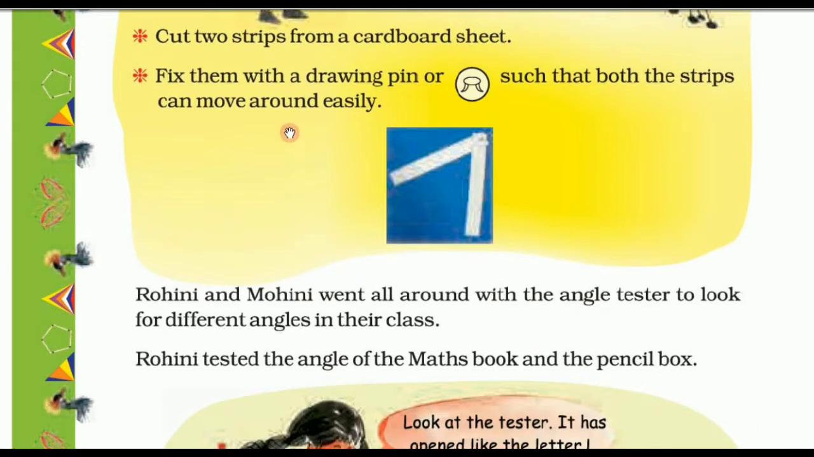Here are given some steps to make it. Cut two strips from a cardboard sheet. Fix them with a drawing pin so that both the strips can move around easily. Very easy. Just cut two strips from a cardboard sheet and then fix them with a drawing pin.